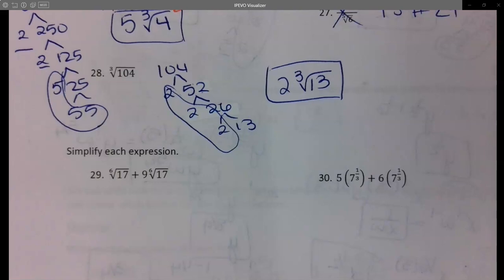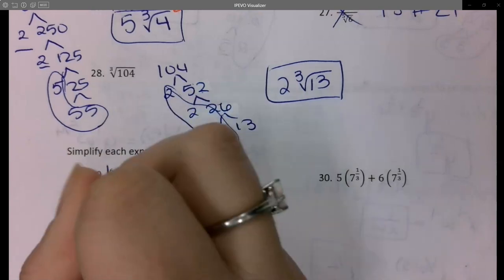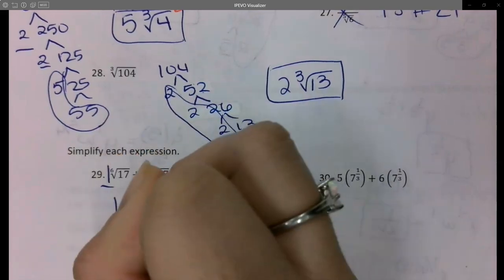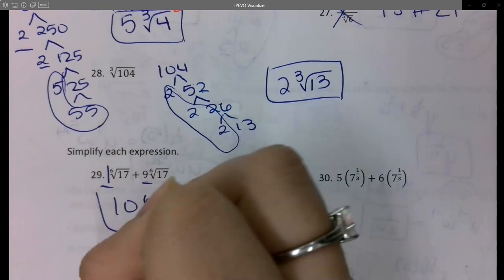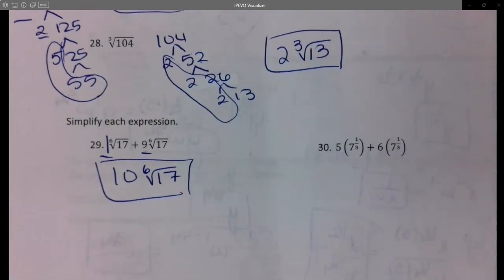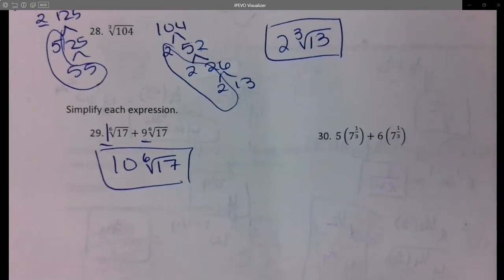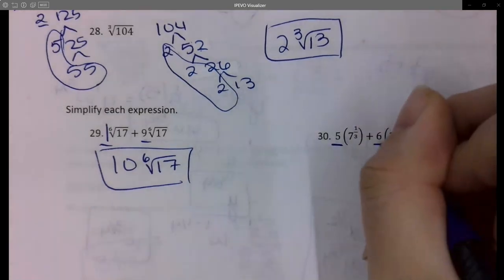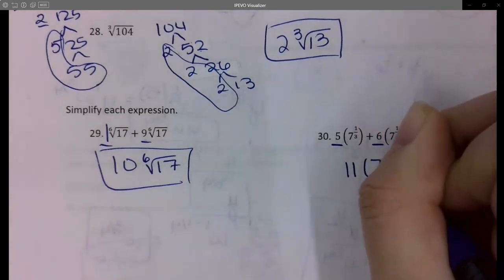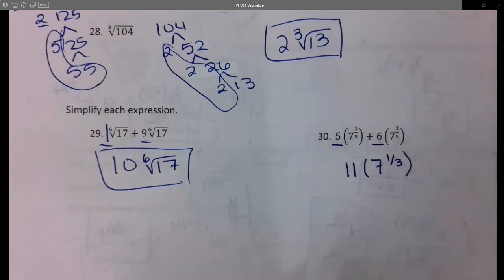Number 29 is combining like terms. So I put a 1 out front, and then I add the 1 and the 9 to get 10. 6th root of 17. Number 30, I want to add the 5 and the 6 to get 11 times 7 to the 1/3.